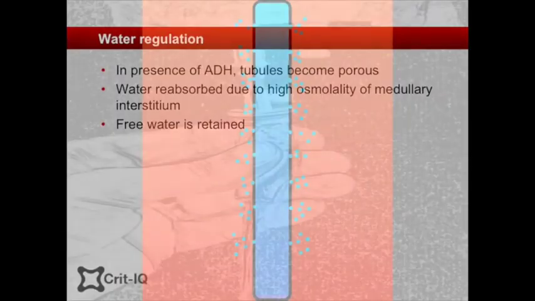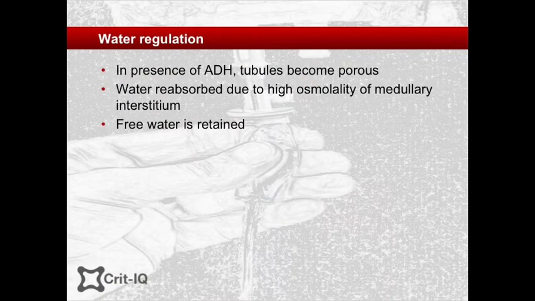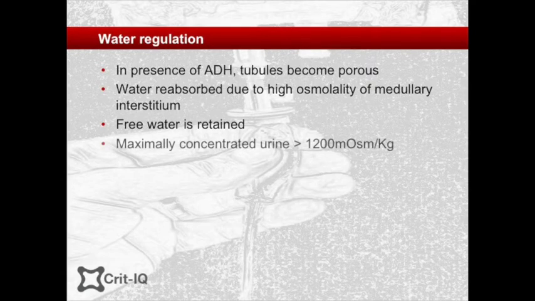Through this mechanism, excess free water can be excreted from the body. In contrast, in the presence of antidiuretic hormone, these tubules become very porous to water, which is then reabsorbed by osmosis due to the high osmolality of the medullary interstitium. In this way, free water can be retained, and at its maximum, urine osmolality can approach 1,200 milliosmoles per kilo.